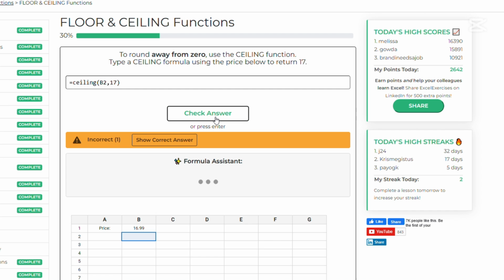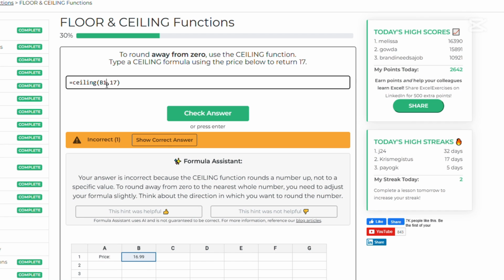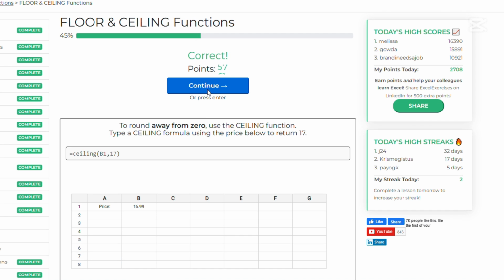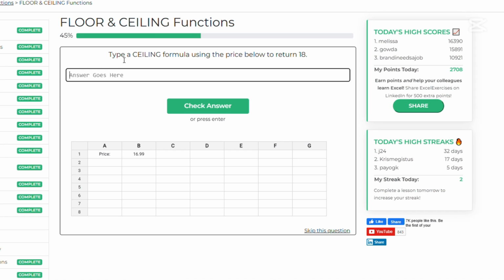Right, so ceiling 17. Oops, sorry, B1. My bad. Didn't pay attention there. Okay, so type a ceiling formula using the price below to return 18. So again, equals ceiling, right? And then where's the value? Value is B1, B1, and round it to 18. So ceiling going up to 18.